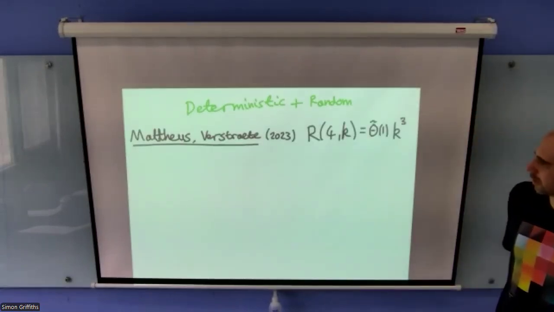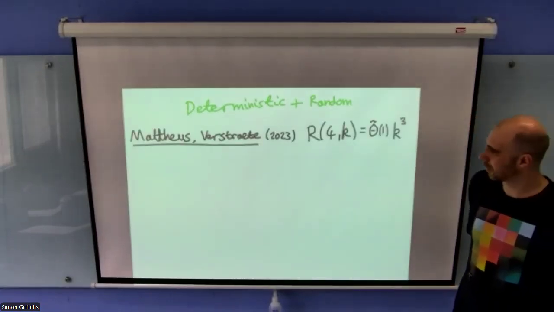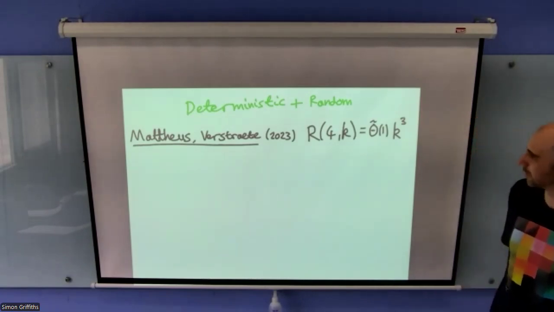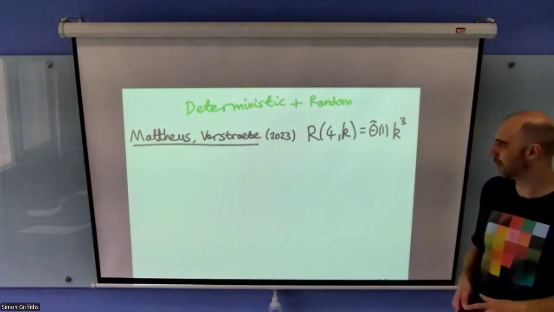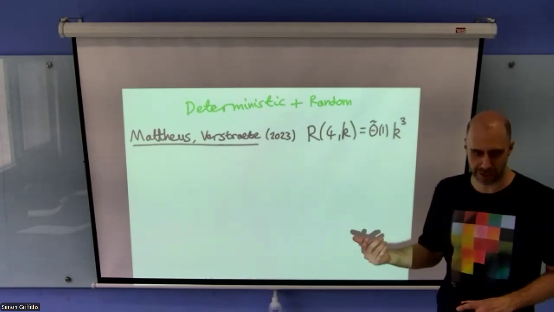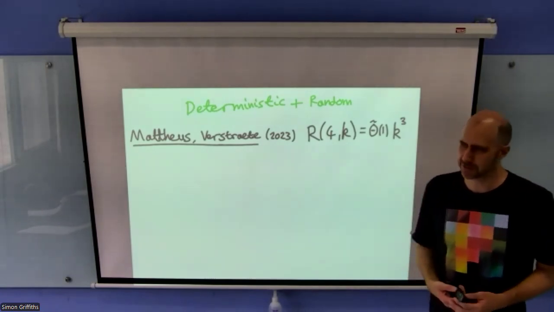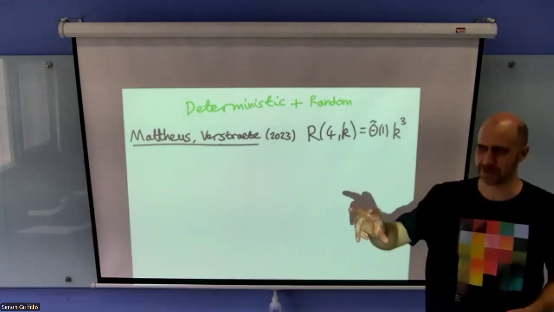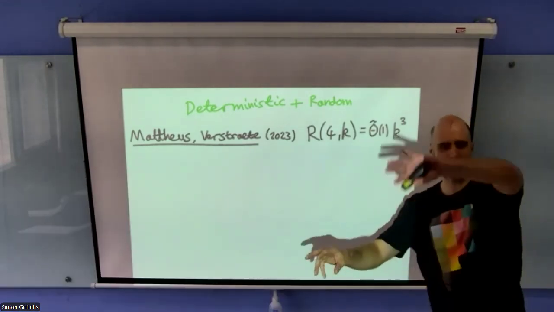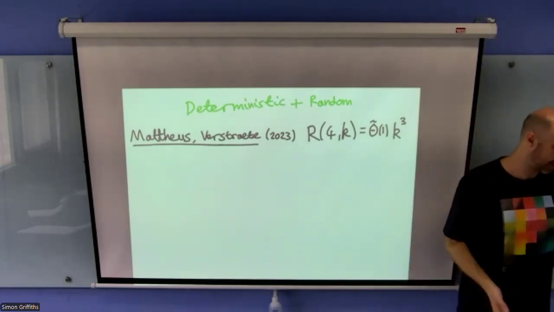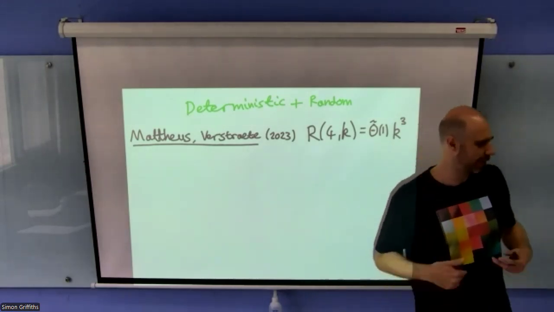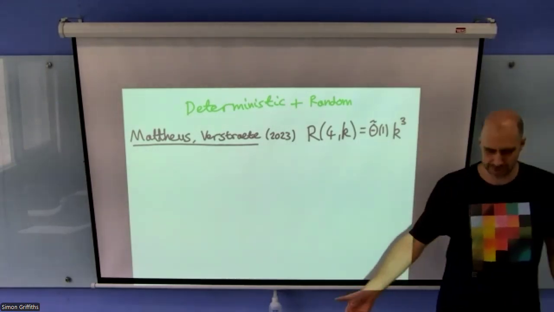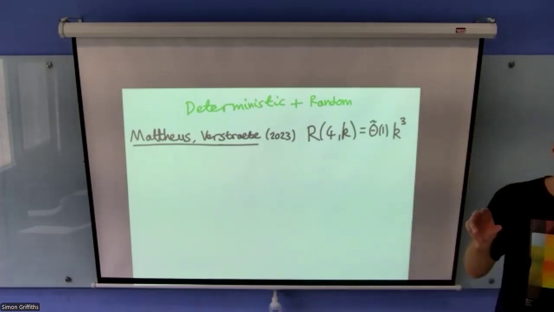So last year, Mattheus and Verstraete managed to improve on our 4K. This is how many vertices you need to get just a clique of 4 vertices in one color, or a clique of K vertices in the other. K, obviously, we think of as being very large. We think about the limits as K goes to infinity. Yet in the other color, you have to avoid something very small.